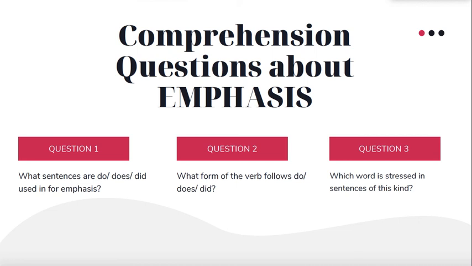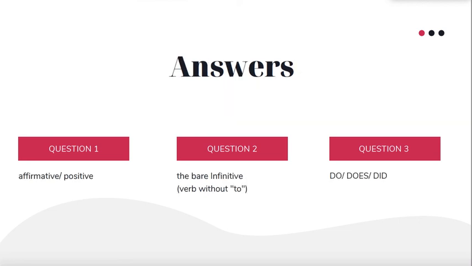All right, let's see if you got it right. So, do, does, and did can be used in affirmative or positive sentences. Do, does, and did are followed by the bare infinitive form, verb without to, and do, does, and did are stressed to show emphasis.